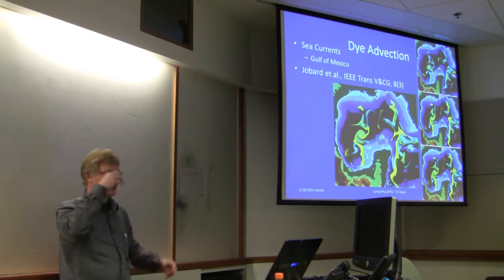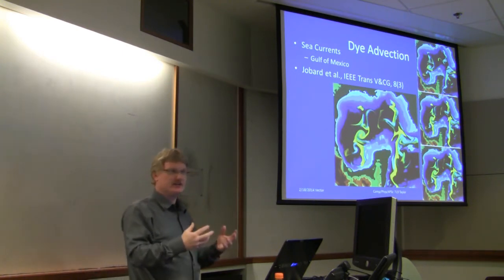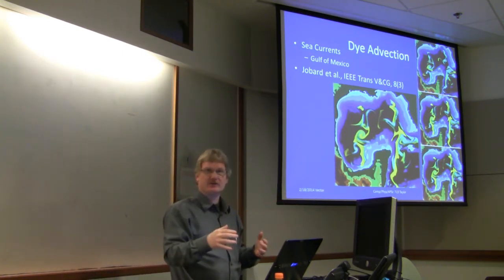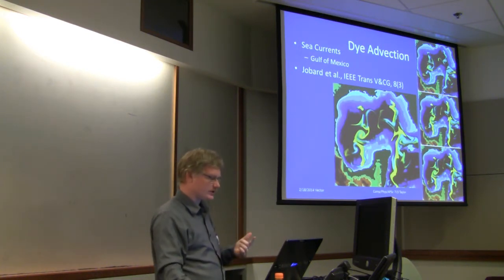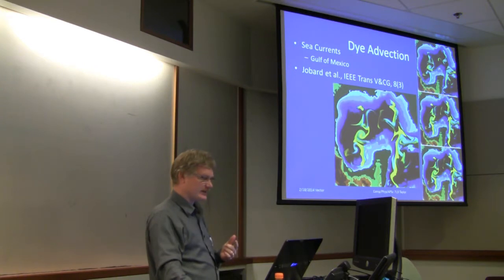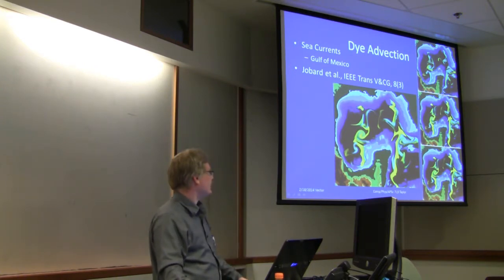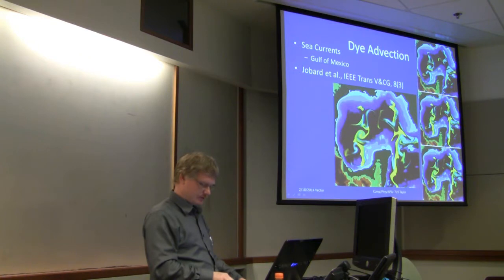Another thing that you can do is actually squirt dye into the fluid and watch how it either diffuses or also goes under flow. And so this is showing a yellow source and a blue source in the Gulf of Mexico over time to show how the sea currents flow.